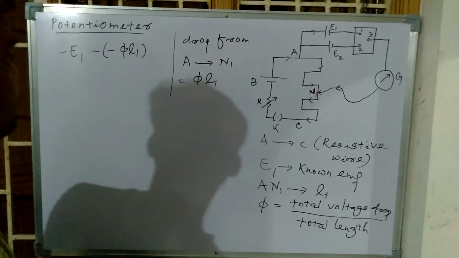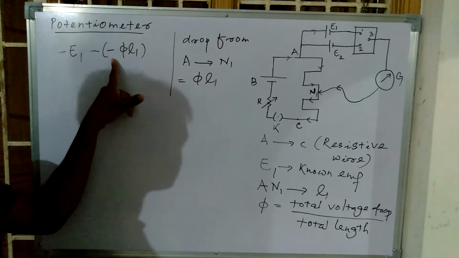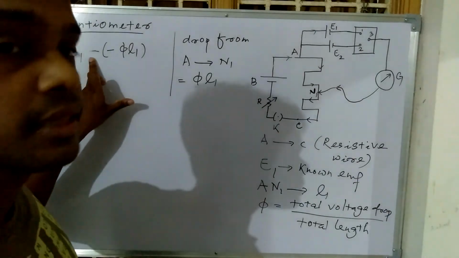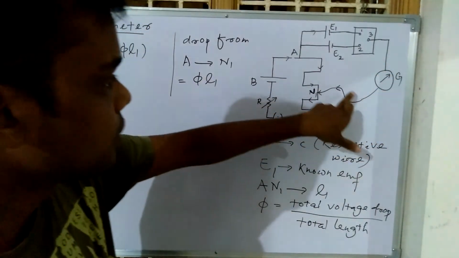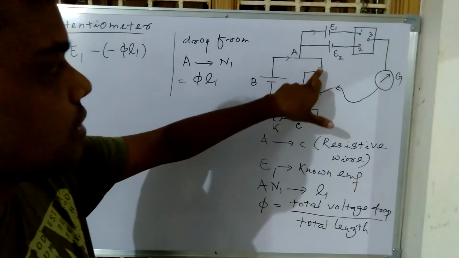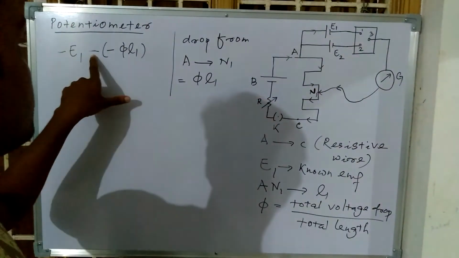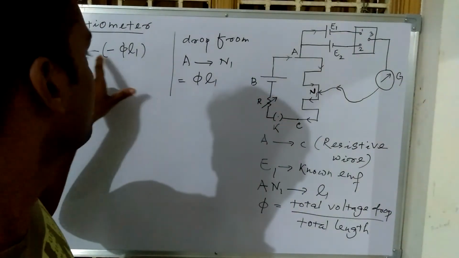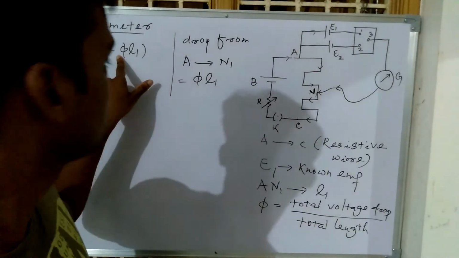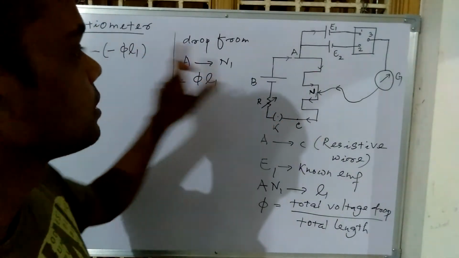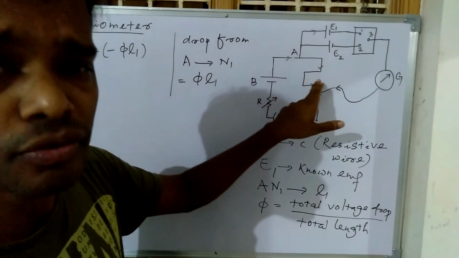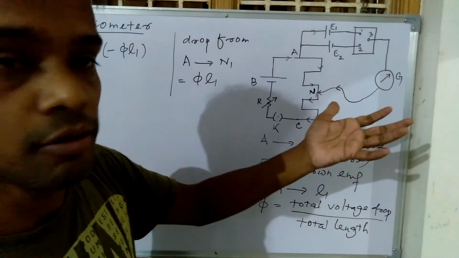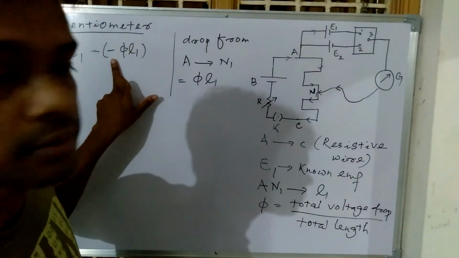I am repeating, why this minus sign and why this minus sign. First of all, why this minus sign? Because our current is going like this, but the existing current is opposing our current. That's why I have put one minus sign. Next, why this minus sign? This minus sign is because this is a drop, not a supply. That means it consumes, decreases the potential always. That's why minus phi L1.